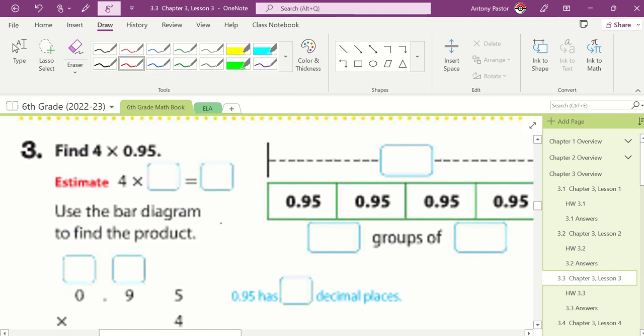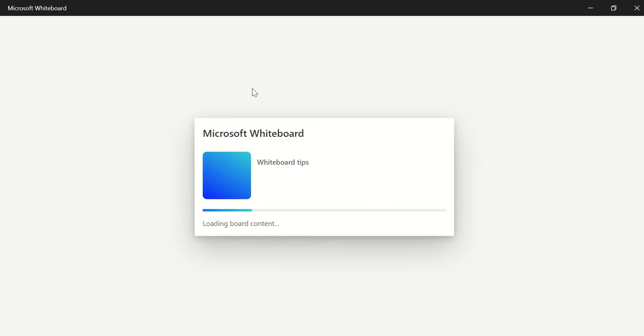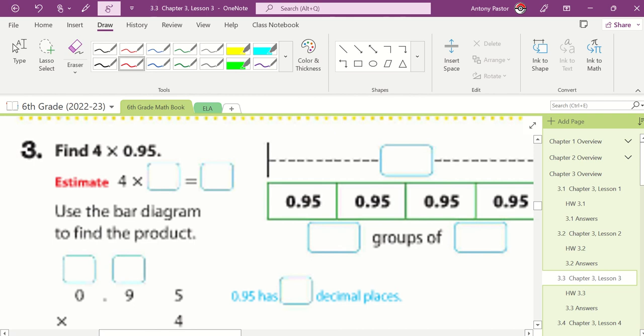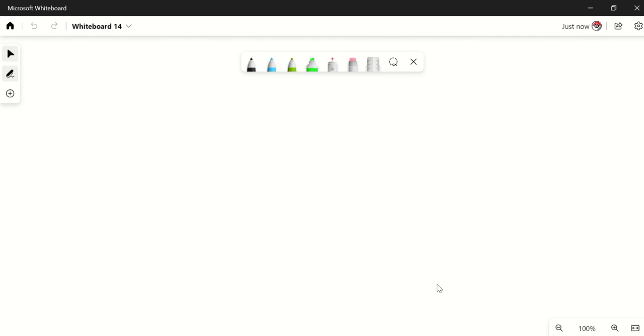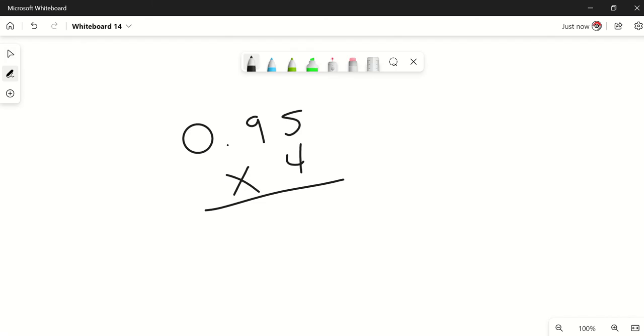Now, we're going to find what 4 times 0.95 is. And for this, we're going to go to our digital whiteboard. We're going to go ahead and do a new whiteboard instead of erasing. And I'm going to go back to my problem to make sure. 4 times 0.95. The longer of the two numbers is 0.95. And I believe I'm multiplying by 4 if I remembered correctly. Double check. We are multiplying by 4.